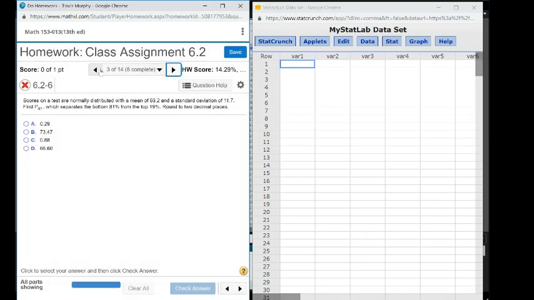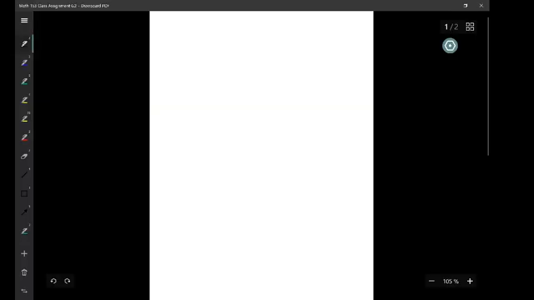Right. Problem 3. Scores on a test are normally distributed with a mean of 63.2 and a standard deviation of 11.7. So find the 81st percentile, which separates the bottom 81% from the top 19%. Round to 2 decimals. So visually, we have a normal distribution, and the bottom 81% would be at some x value here.